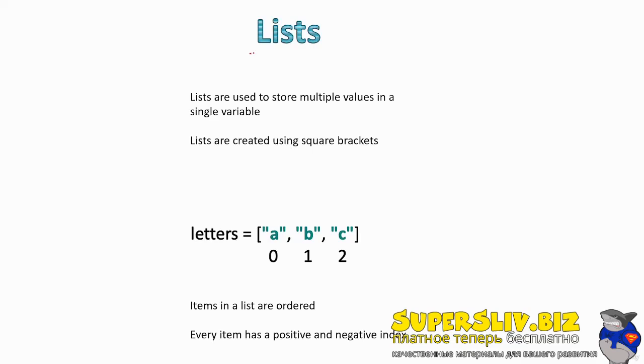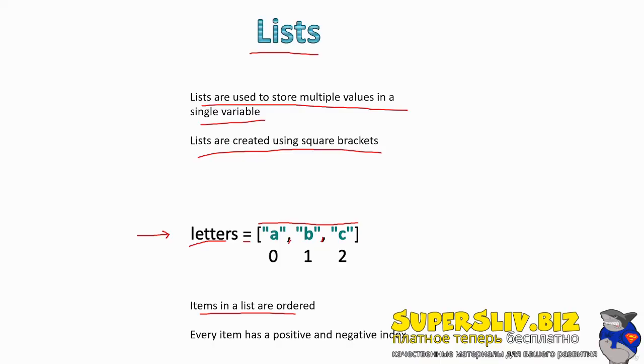Now let us talk about lists. Lists are used to store multiple values in a single variable. They are created using square brackets. So this is the syntax for creating a list. We declare the name of the list, then assign using the equals operator, then within the square brackets we specify items separated by commas. Items in the list are ordered.